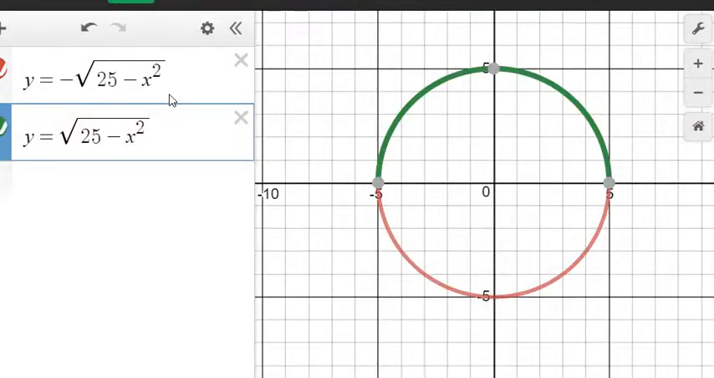Oh, so there's your circle from problem number 22. So the negative one was the bottom half. The positive one would be the top half of the circle. So you can graph it that way. Let's continue to do some work with the graphing calculator. Take a look. I think we're going to do problem number 30 next.